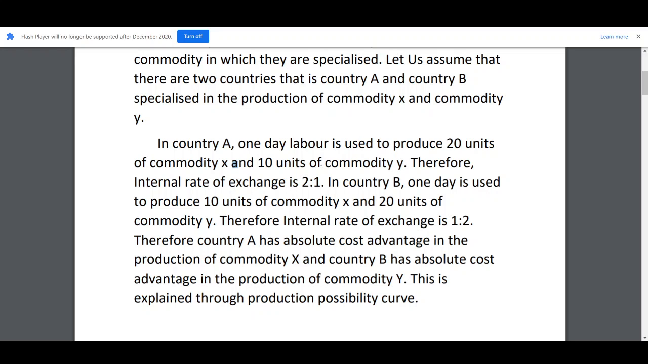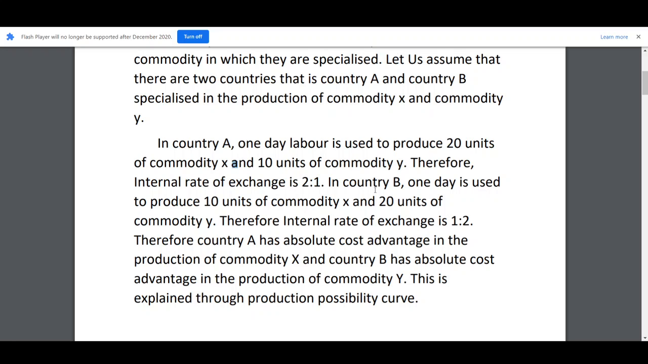Therefore, the internal rate of exchange, what will we get? 2:1. Therefore, the internal rate of exchange is 2:1. That is 20 and 10. Isn't it? That is the case of country A.